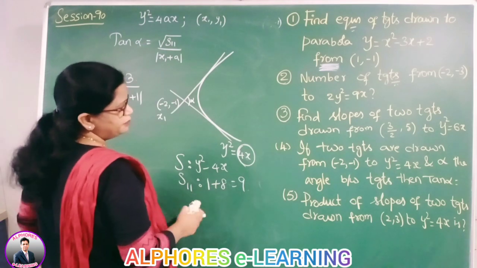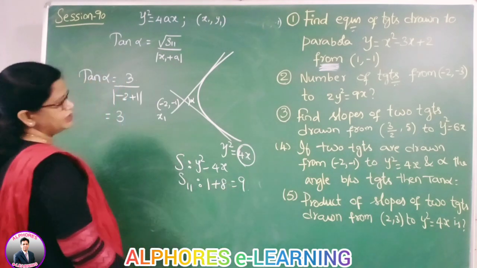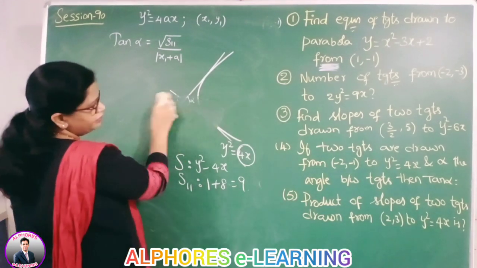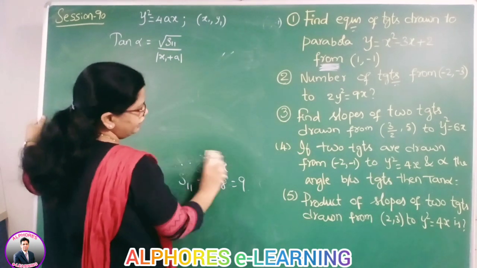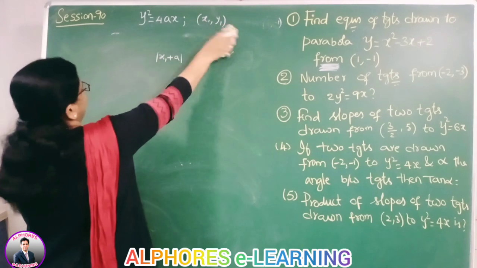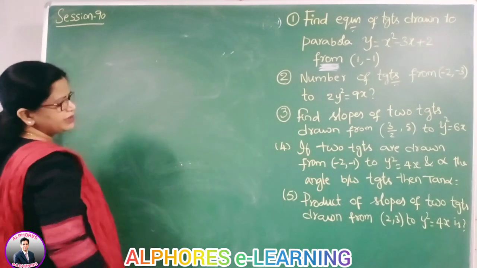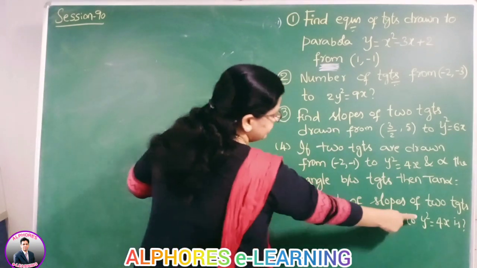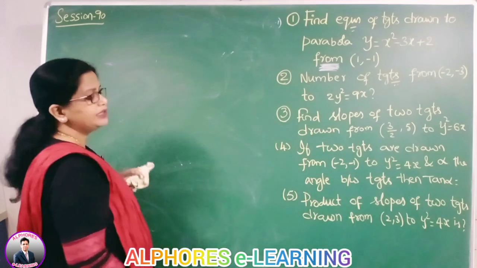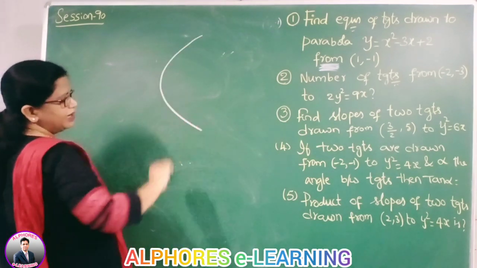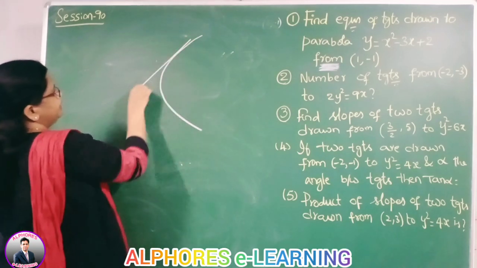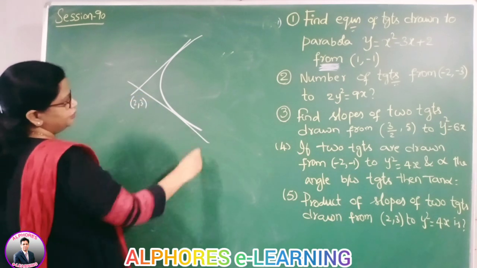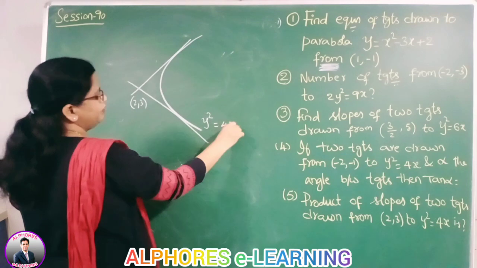Next question, students: the product of slopes of two tangents drawn from the point (x1, y1), that is here (2, 3), to the parabola y square equal to 4x. Now observe again: if I write S11, I am checking, it is 9 minus 8, that is 1, positive, which implies the point is falling outside the curve. These are our two tangents, the point is (2, 3), and the parabola is y square equals 4x.